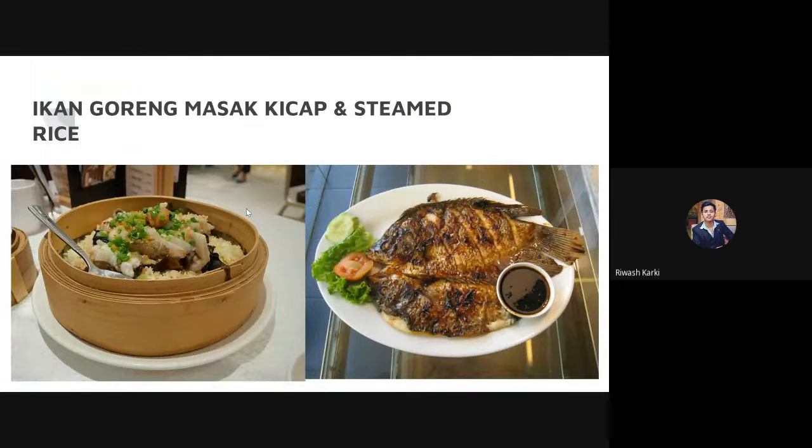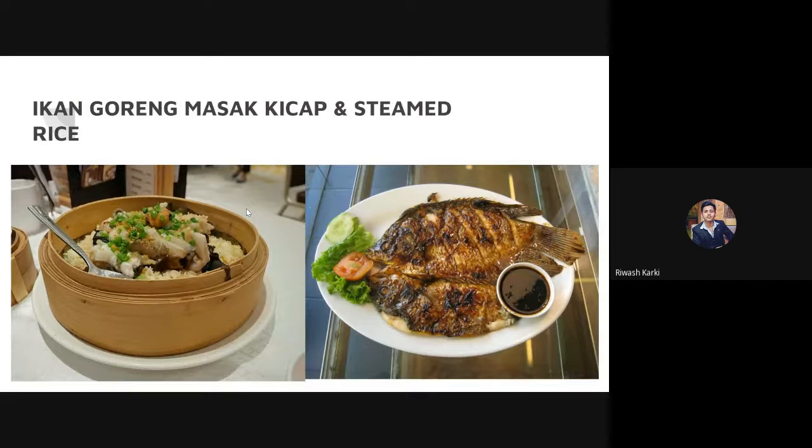Ikan goreng is an Indonesian dish. It's a very popular dish in Indonesia. It means fried fish in the Indonesian language. A whole piece, fresh and marinated with turmeric powder and cornstarch, is deep fried to a crispy golden. It is best eaten with the traditional Indonesian steamed rice.